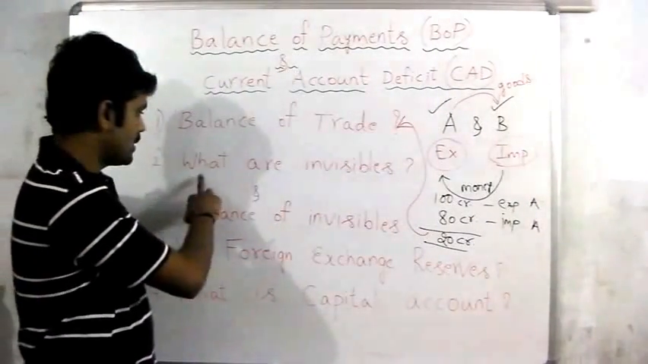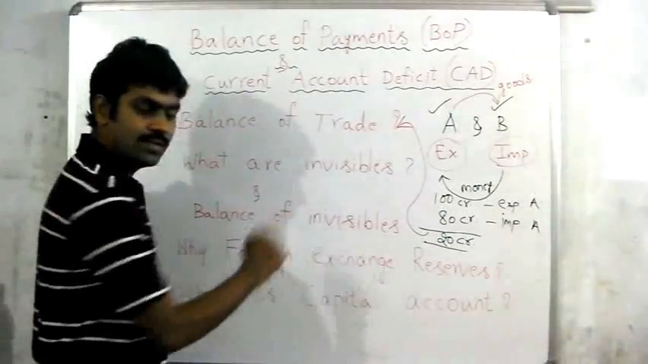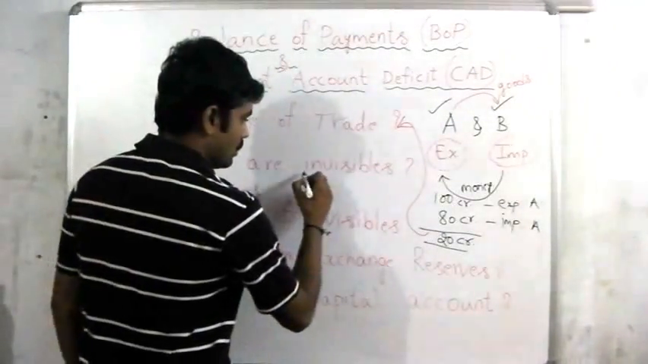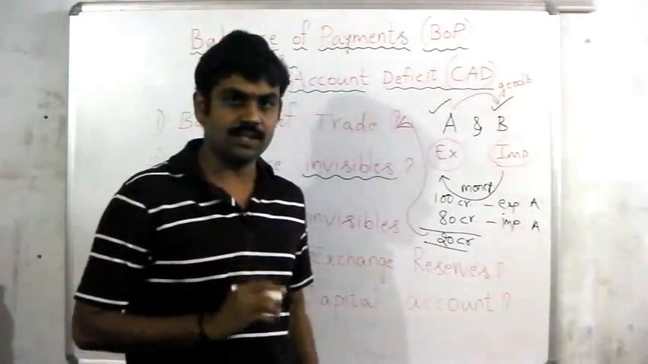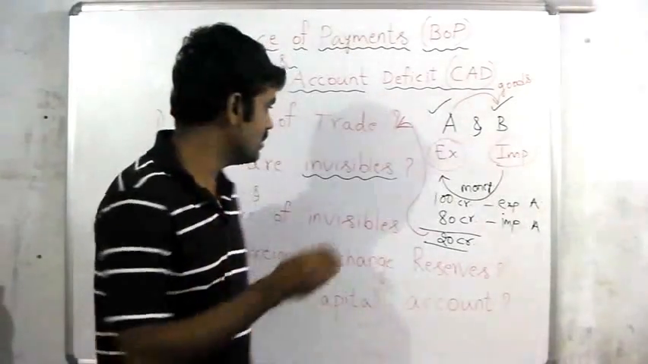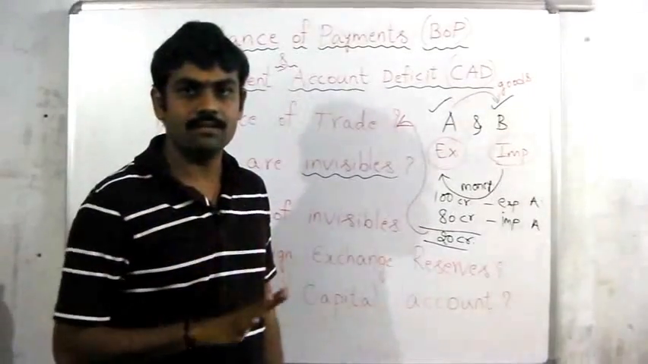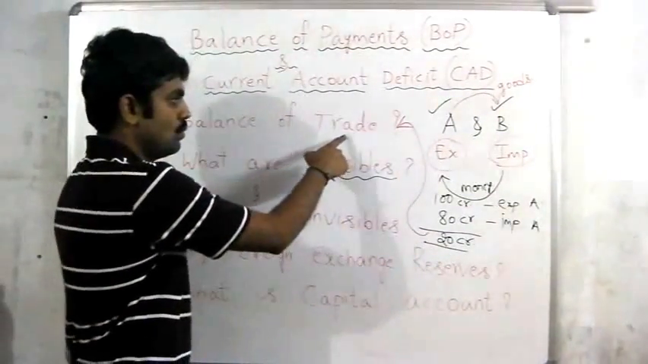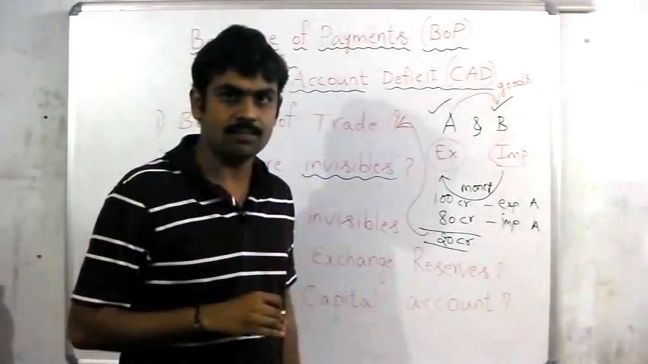Now let us discuss what invisibles and the balance of invisibles are. See, first let us define the meaning of invisibles. Invisibles means which are not visible. Simply, invisibles means which are not visible in the trade. I already explained to you about trade, meaning exports and imports between the countries.